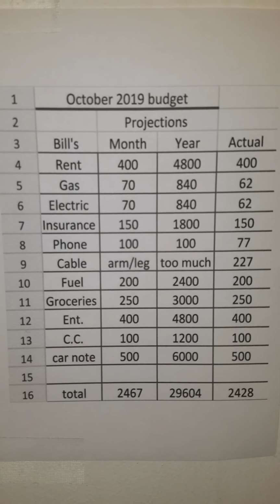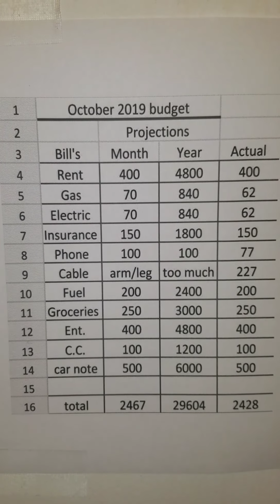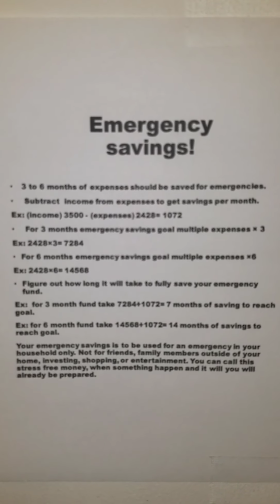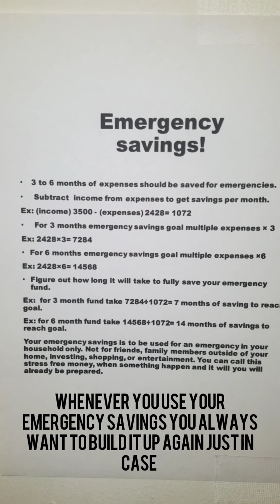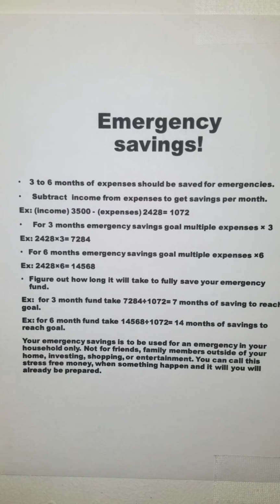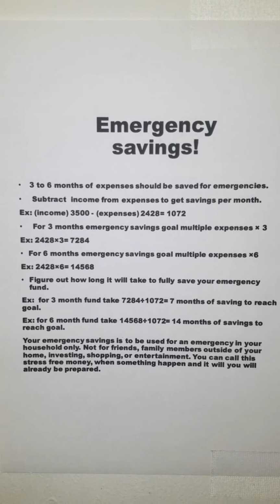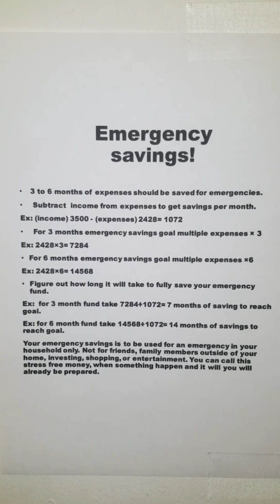Okay, so now that we went over the budget breakdown, you have a clear understanding as to how to budget and what you want to track. The next thing you want to do is save for an emergency. Get your emergency savings up. So typically you want to save 3 to 6 months worth of living expenses and set that to the side in case you have an emergency. So what you want to do is subtract your total income from your total expenses, and that'll give you how much you're able to save per month.